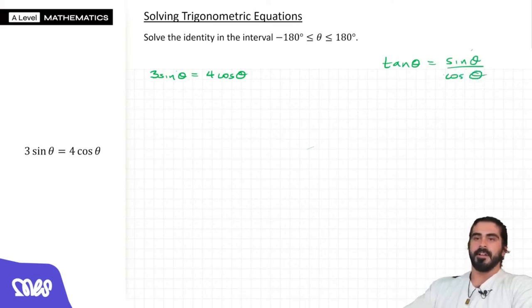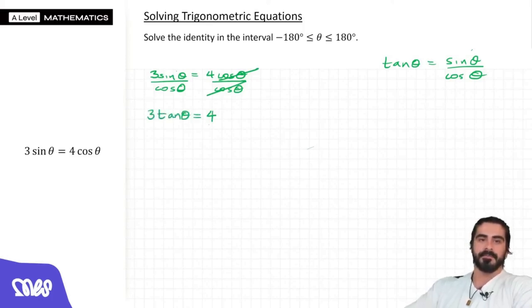There you go, Hannah, you know it. So we're going to divide both sides by cos theta to get tan. By dividing by cos theta, this disappears, and we're left with 4. And then sine theta over cos theta is tan theta. So we have 3 tan theta. Then next thing is we don't want coefficients. We want to rearrange for tan. We're going to divide both sides by 3. The 3 goes. Now all we're solving is tan theta is 4/3.